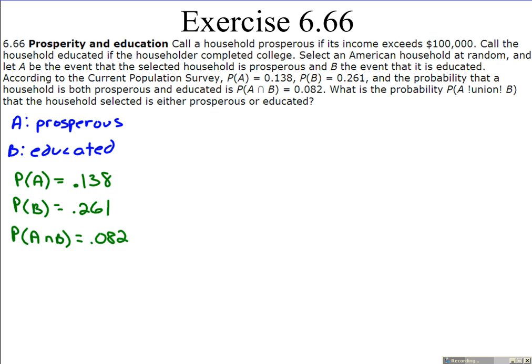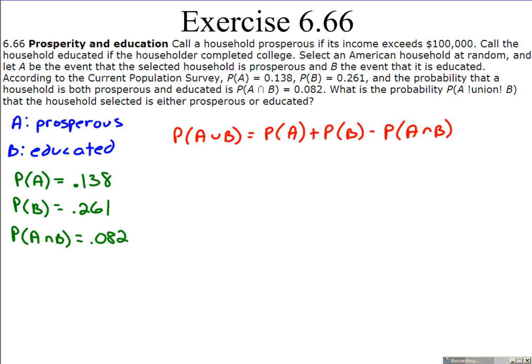We want to know the probability of A union B, that the household selected is either prosperous or educated. So I want to find the probability of A or B, which we know is found by taking the probability of A plus the probability of B minus the probability of A intersect B, that they're both prosperous and educated.